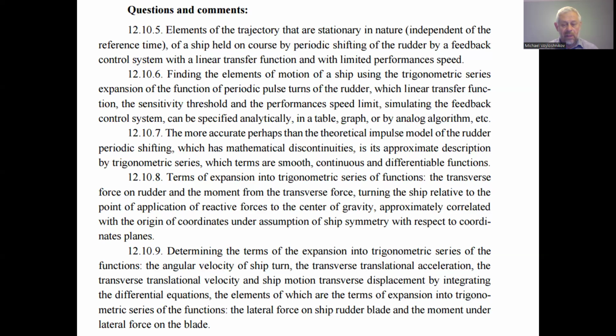12.10.7 The more accurate, perhaps, than the theoretical impulse model of the rudder periodic shifting, which has mathematical discontinuities, is the approximate description by a trigonometric series, whose terms are smooth, continuous, and differentiable functions. Due to the abstract approach, when we substitute the action of the ship controls by a dependence of impulse nature, this corresponds to the use of a function with breaks.